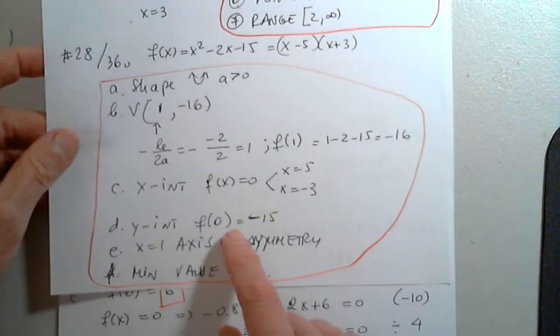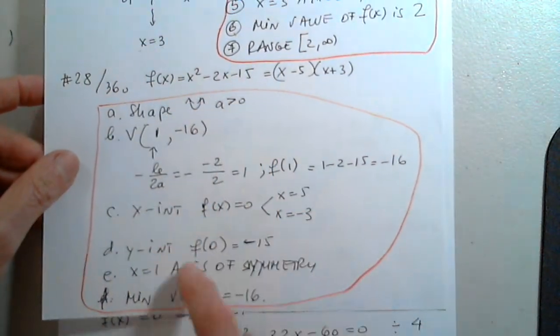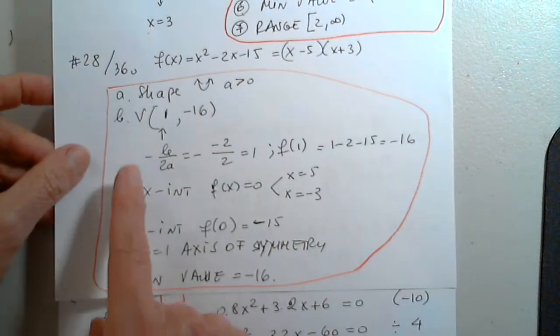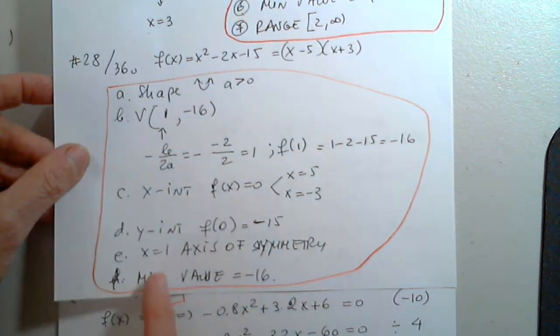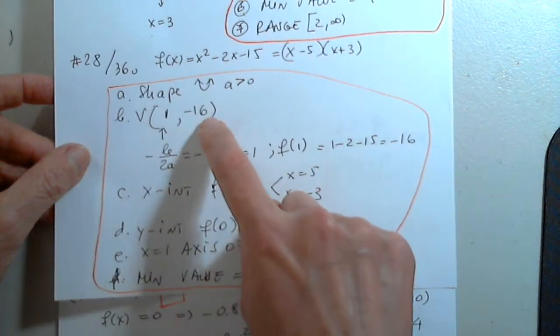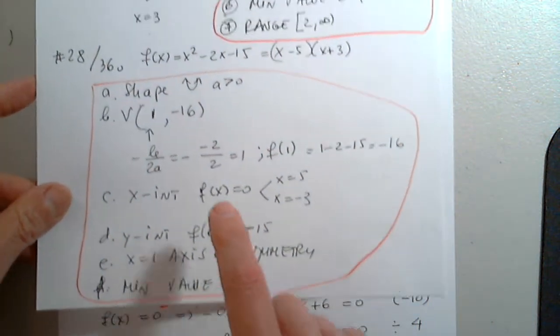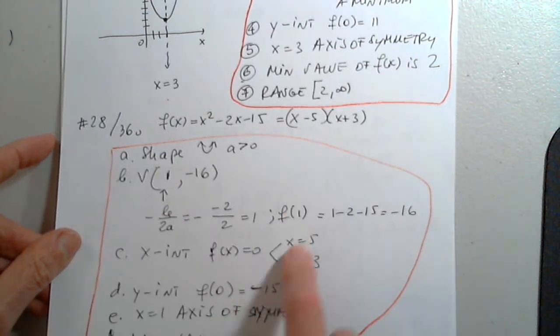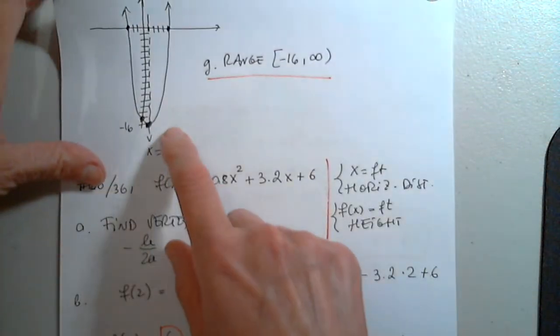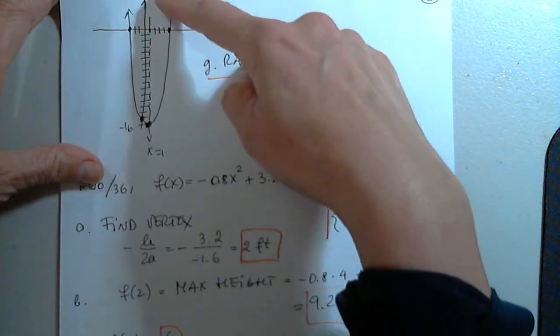As I mentioned, the y-intercept is when x is 0, which gives 0, negative 15. The axis of symmetry is always the x of the vertex. And the minimum or maximum, in this case a minimum, is always the y-coordinate of the vertex. Because the y-coordinate is negative, as we know, the x-intercepts exist. So here's the graph. And the range is from negative 16 to infinity.